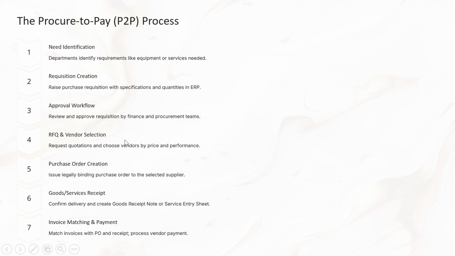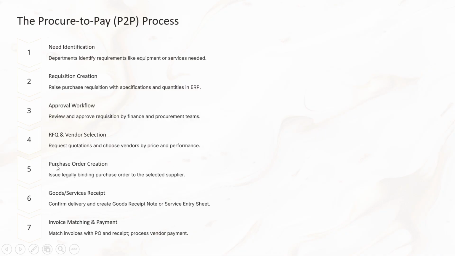RFQ and vendor selection. Request for quotation and choose the vendor by pricing, performance, delivery, and rates. Apart from that, compliances like sustainability have nowadays become one of the most important parameters. Flexibility, sustainability, chances for well-being. So all these criteria also have to be considered.